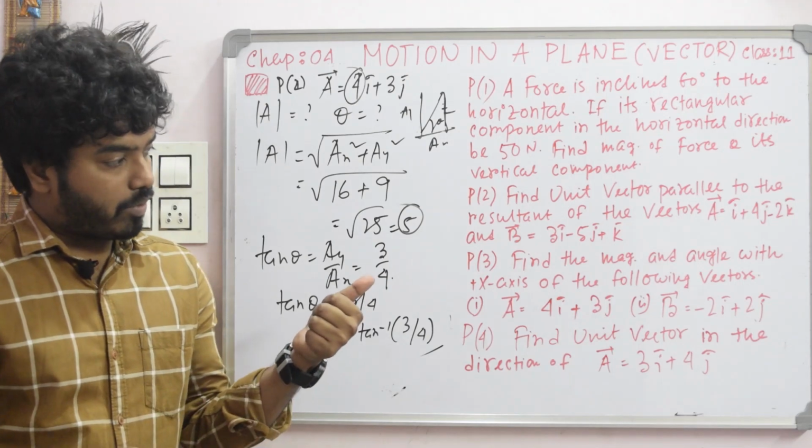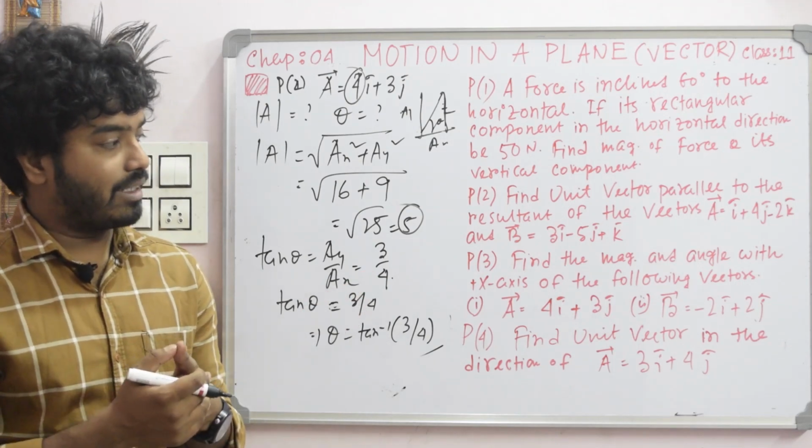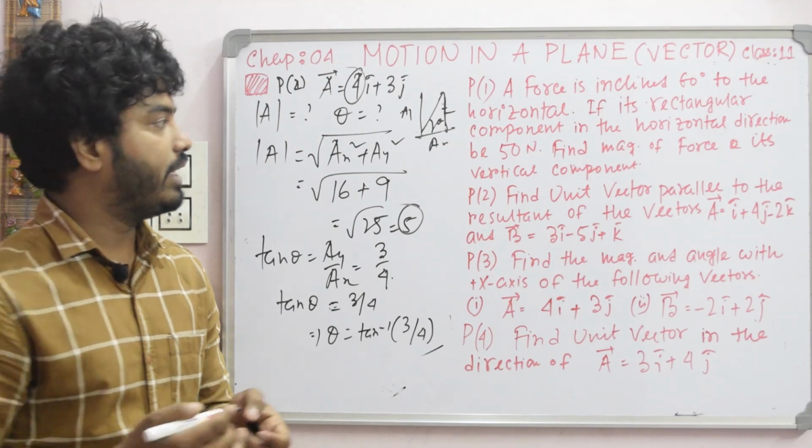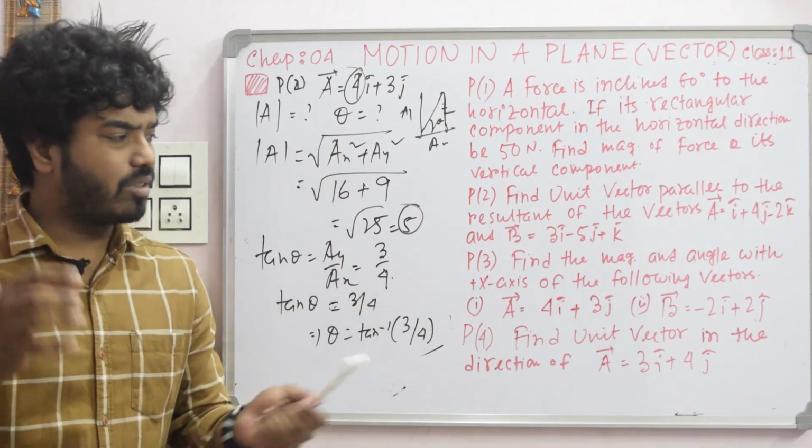There is another part for problem 2. You have to find the magnitude and angle for B vector. Find it by the same method. This is your homework.